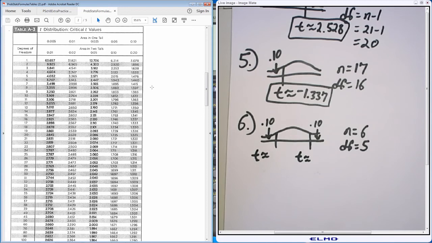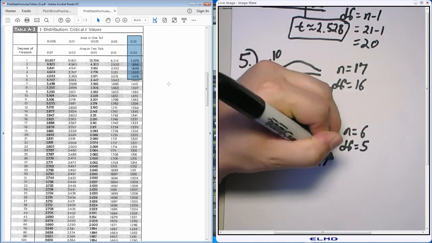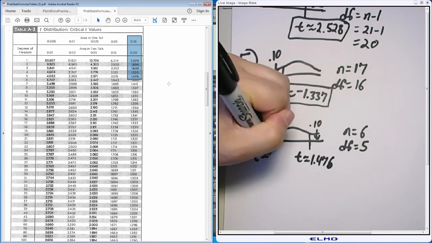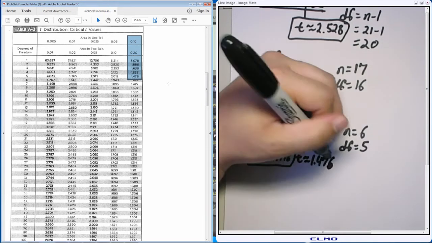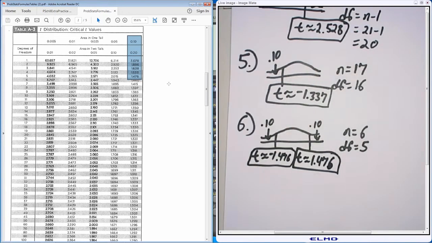All right, I go to my tables. Area in one tail or area in two tails. Doesn't matter which one you use in this case. I'm going to use the rightmost column, and degrees of freedom is 5. And I get a 1.476. That's the one on the right-hand side. Can you guess the one on the left-hand side? Yeah, that's right. Negative 1.476 is the one on the left. If you're filling those in on the homework, sometimes you have to put a comma between them for it to understand that you have both.